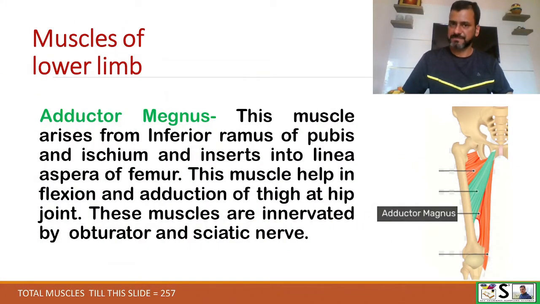Adductor magnus. This muscle arises from inferior ramus of pubis and ischium and inserts into linea aspera of femur. This muscle helps in flexion and adduction of thigh at hip joint. These muscles are innervated by obturator and sciatic nerve.